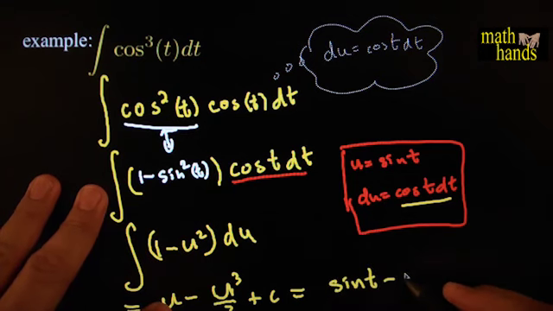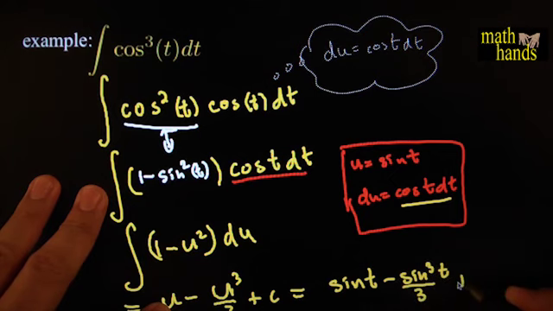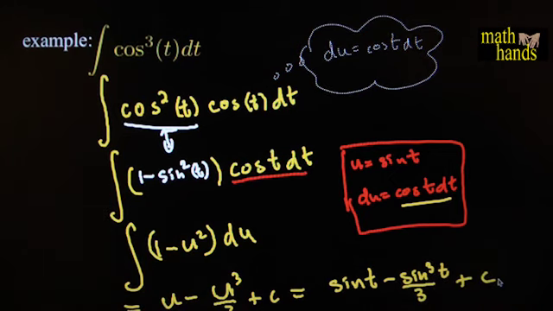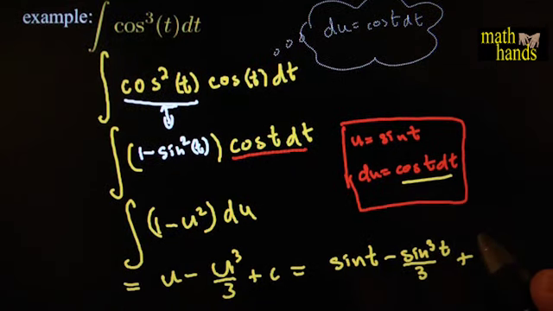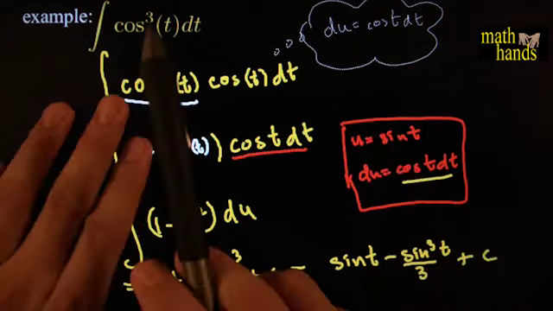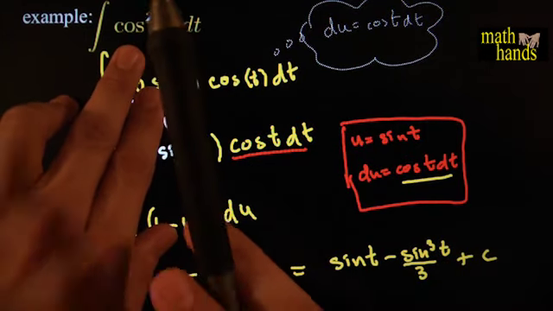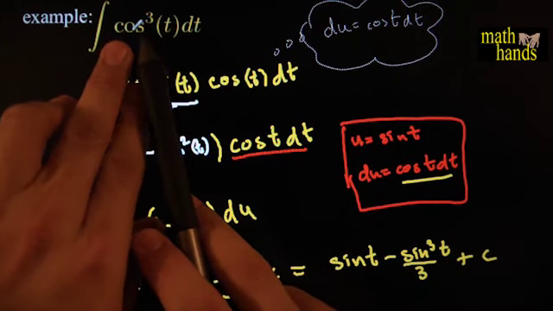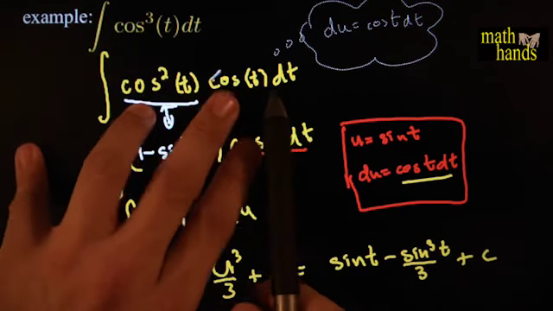Sine t minus sine to the third t, all over 3, plus a constant. Okay, you see that? A super famous idea. The idea is if you've got 3 cosines, this is a super famous idea. This one you can generalize. Earmark one of those cosines, set it aside.